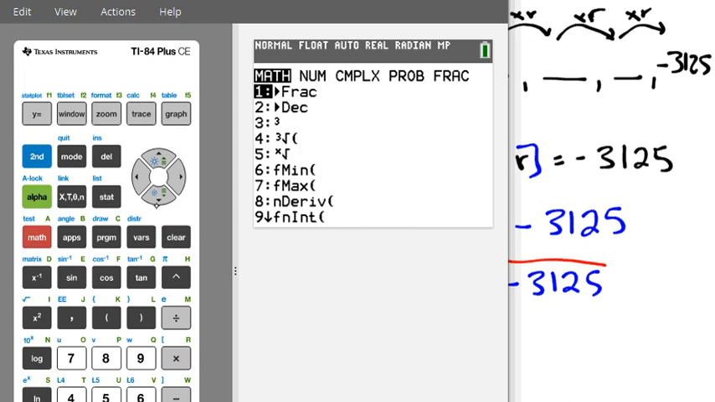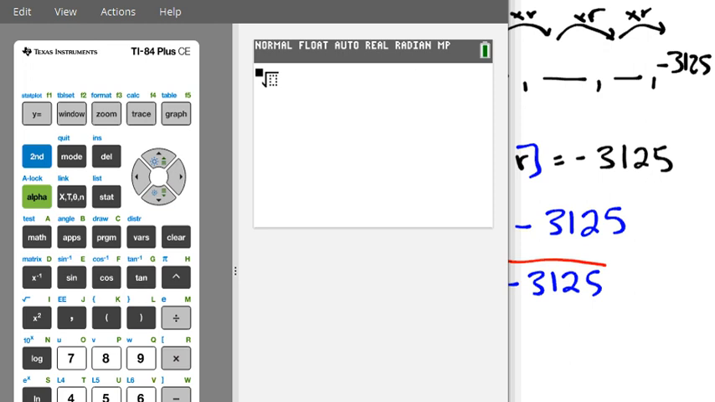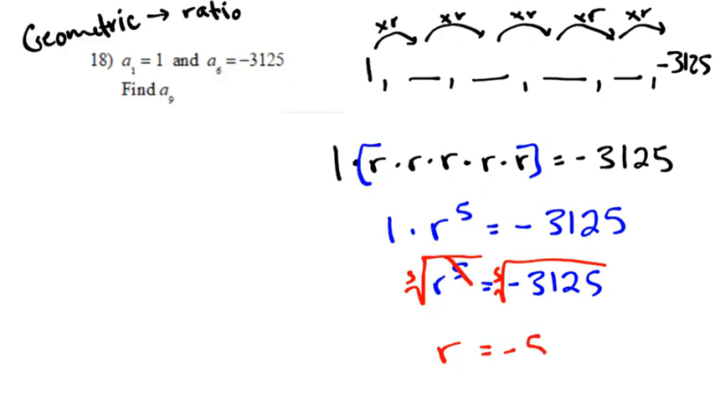If you hit math, number 5 is x with a little root. If you hit that, it will give you these blanks. Sometimes this blank is filled in, and you just have to hit the back arrow, and you can replace it. We want a 5th root, hit the over arrow, and we put in our number, the radicand. And it tells you that the ratio is negative 5. So if you take 1, you multiply by negative 5 five times, you get to negative 3,125.